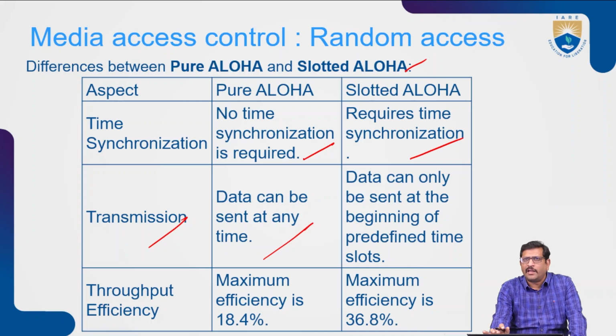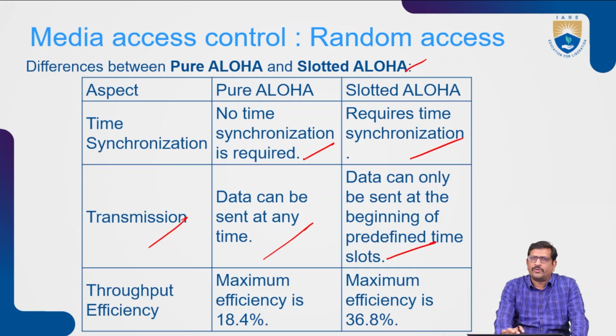In slotted Aloha, data can only be sent at the beginning of the predefined time slots. Within these time slots, we have to send the data. But in pure Aloha, there is no time slot, so at any available time we can transmit the data with the help of pure Aloha. But in slotted Aloha, we have to transmit the data only in the allotted slots. That is slotted Aloha, and this is pure Aloha.